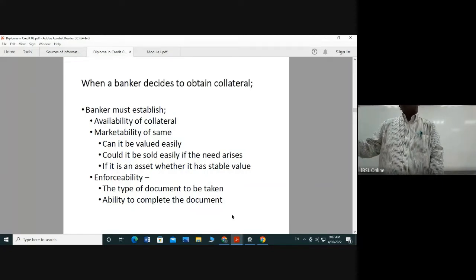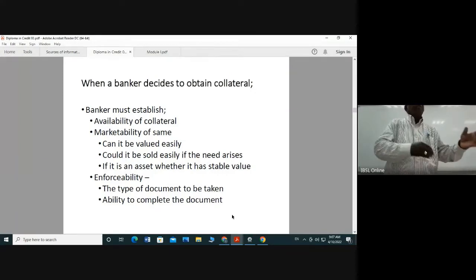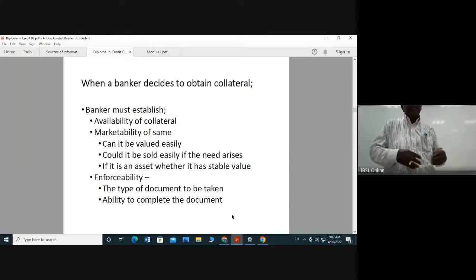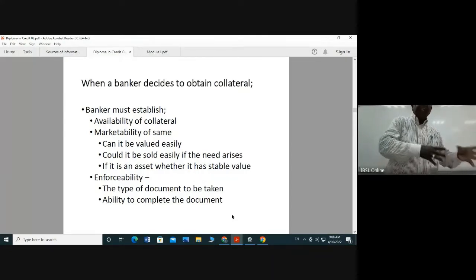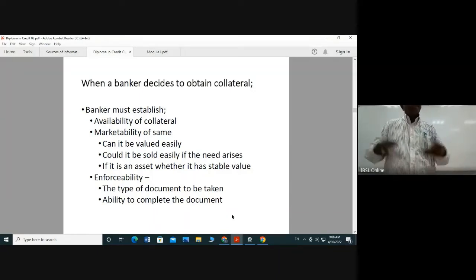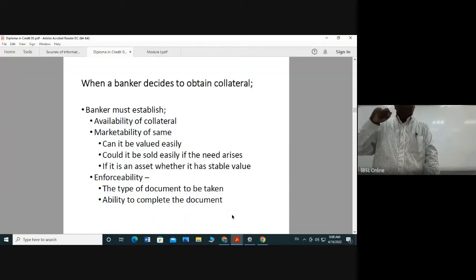So various types of collaterals the banks are taking when they are granting facilities. For those various types of collateral, the documentation also differs. So you should know what is the type of document you should take. If it is a mortgage loan, mortgage of land and building, or mortgage of machinery, or mortgage of vehicle, or mortgage of stock in trade, then what is the document you have to take? You should know. And not only that, you must complete the document without any shortcoming. You should be able to complete the document also. You must develop it.